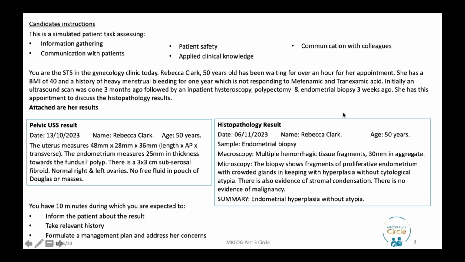So when you come to the management plan, you can tell her that with this overgrowth of the cells inside your womb, there is a chance that you can say that there is a 5% chance that it may progress to cancer over 20 years. That's why we recommend treating it. So the first thing is controlling the risk factors or the reasons for why this may have happened.